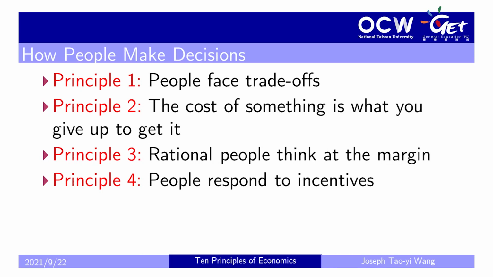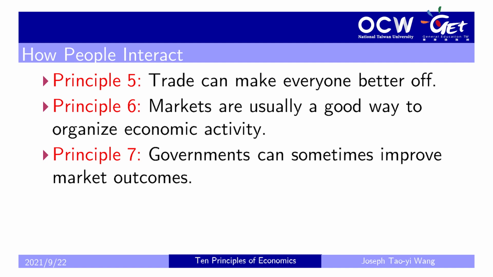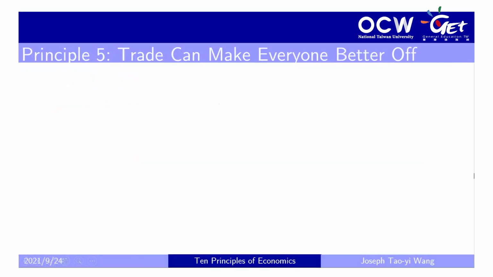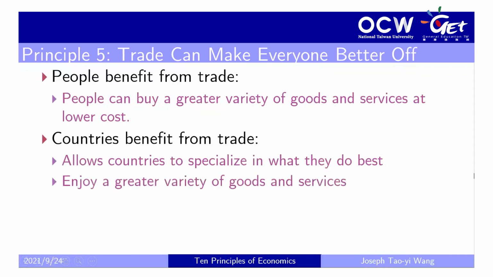We already went through principles 1 through 4 in the Wednesday lecture. Now we will go into principles 5, 6, and 7 on how people interact. So let's jump in. Principle 5: trade can make everyone better off. People benefit from trade because you can get a larger variety of goods and services compared to if you try to produce them yourself, or you can get them at a lower cost. Countries can actually benefit from trade as well. They can specialize in what they do best, and again, you enjoy a greater variety of goods and services.